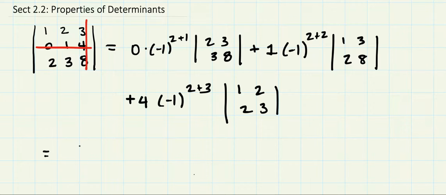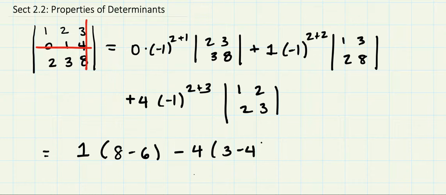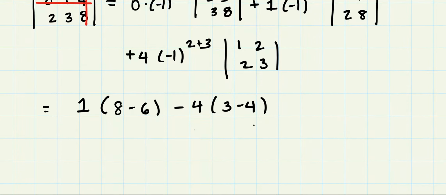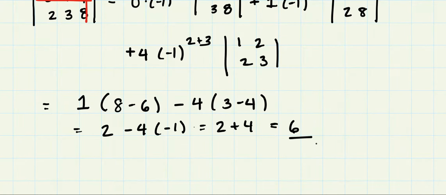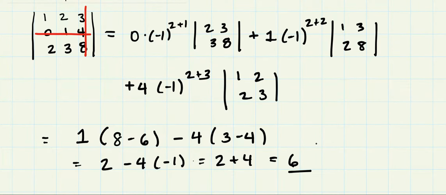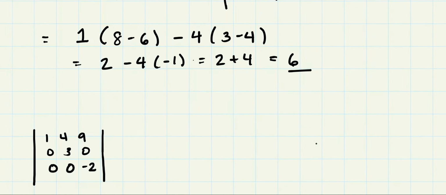So we're left with 1 times 8 minus 6 minus 4 times 3 minus 4. I'm taking the determinant of these matrices. So we get 2 minus 4 times -1, which is 2 plus 4, which is 6. Okay, let's move on.